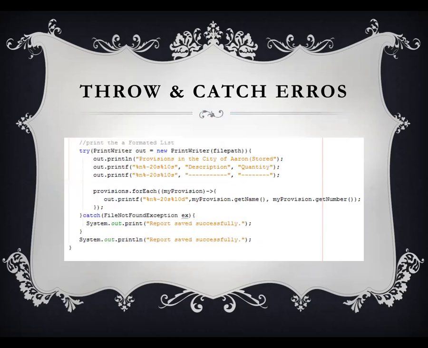The method at the bottom of the call hierarchy that detects the runtime error is responsible for creating a new Java exception object instance, and then throwing or propagating the exception. The exception object represents the error that occurred and may contain a specific error message. In our case, this says there was an error saving the provision list to the file.